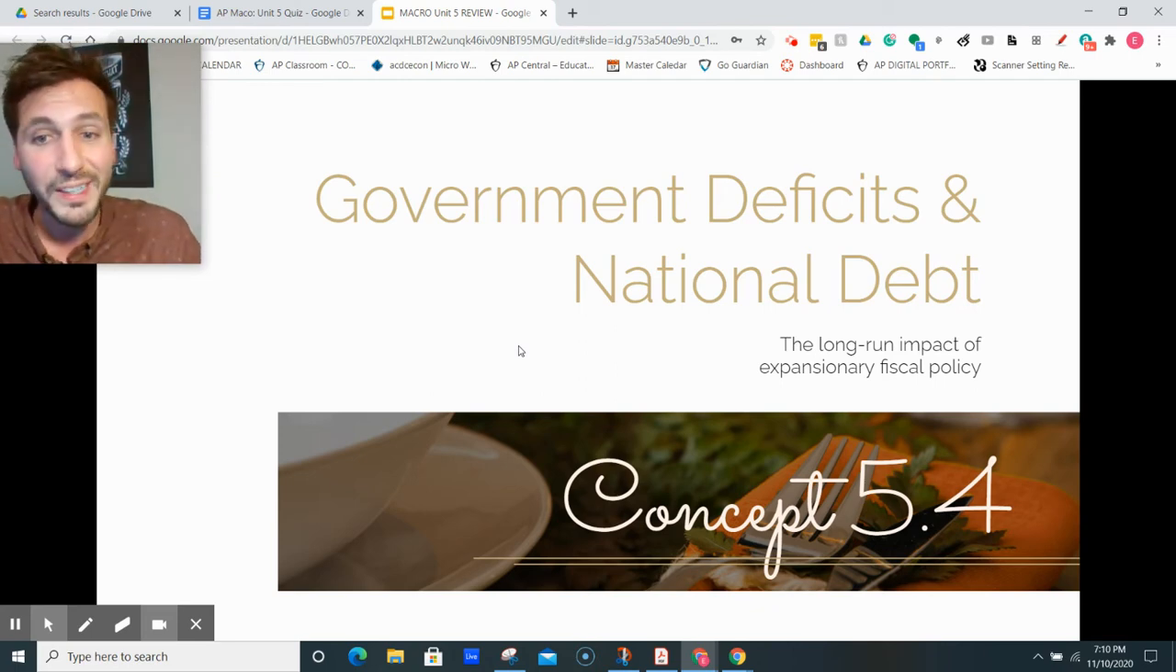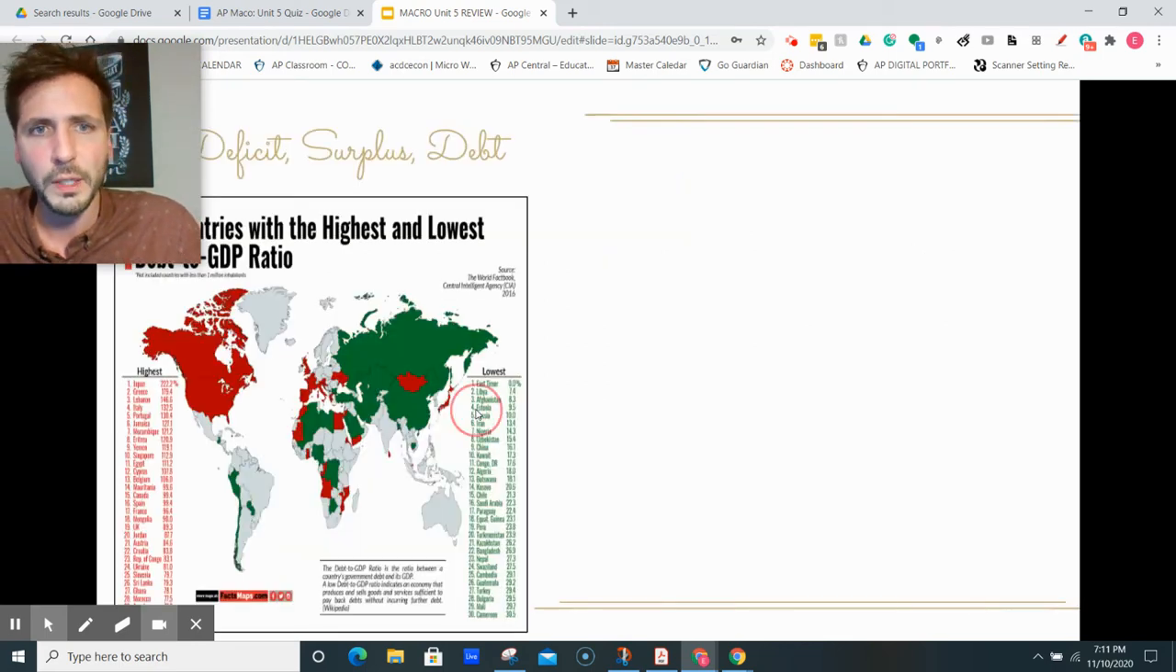Okay, we're going to tuck in concept 5.4 as well, which is government deficit and national debt. And these are the long run consequences of expansionary fiscal policy. We already said that the crowding out effect is the greatest critique of expansionary fiscal policy, but government deficits and national debt is the greatest consequence of expansionary fiscal policy. So what are we talking about?